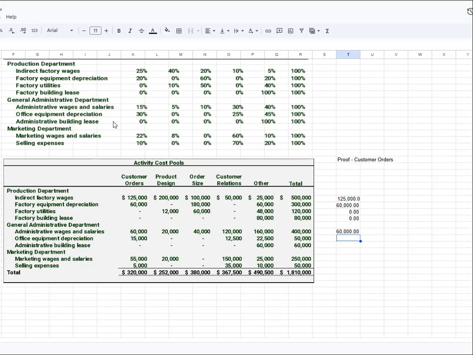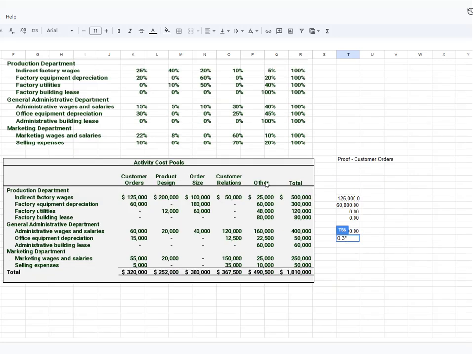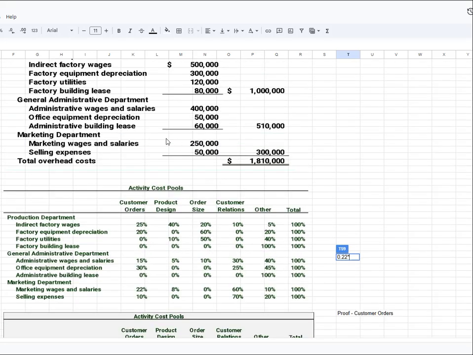All right, now we get 30% of office equipment depreciation. Office equipment depreciation is $50,000. Fabulous. Got to have an equals. Really? No commas. Doesn't like the comma. Fabulous. 15,000. Awesome. 0% is 0%. Good. Or 0% equals $0. Fabulous. All right. Marketing wages and salaries, 22%. Okay. Let's see what we're getting 22% of. 250.